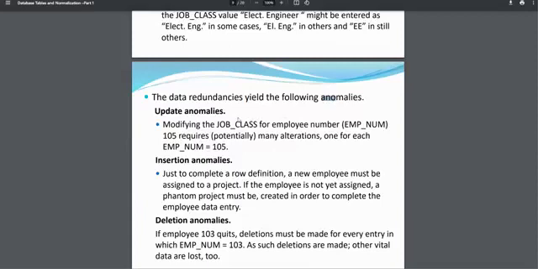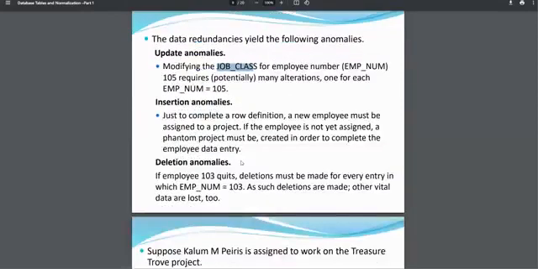What kind of anomalies can happen there? Update anomalies. If someone updates a record related to job class, we mentioned there were many inconsistencies. If someone inserts some data, again there may be inconsistencies, and that will lead to problems related to insertions. Here there are also problems related to updates and deletes.